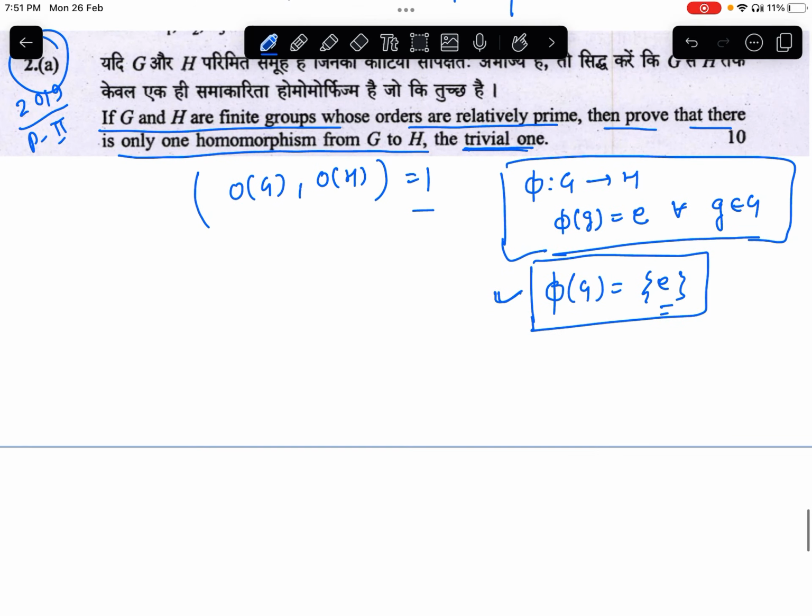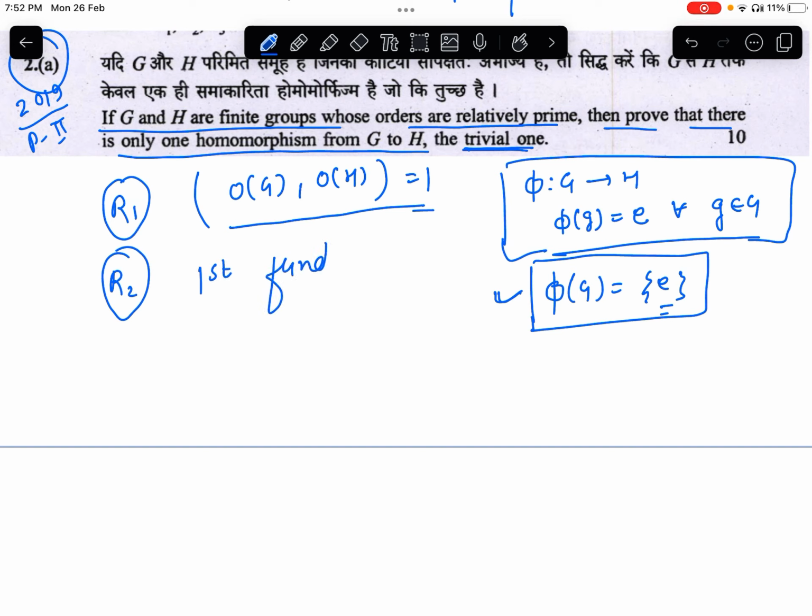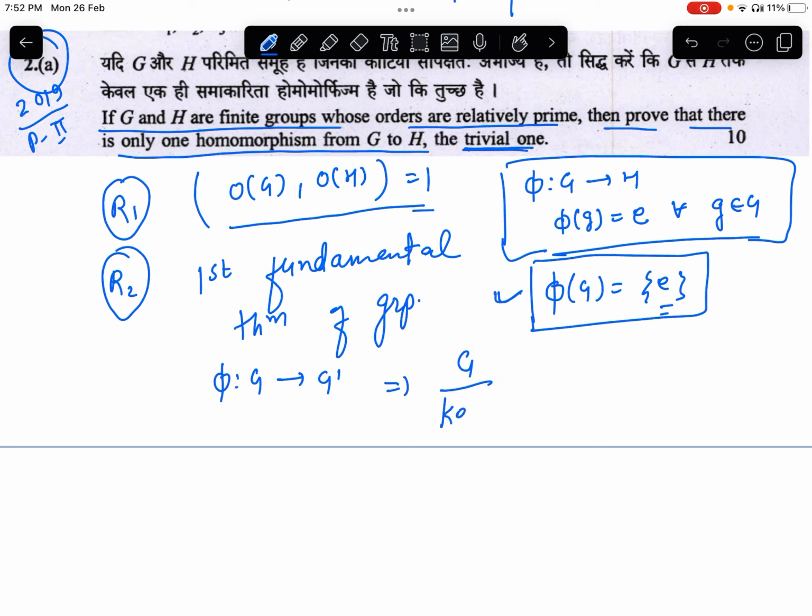So we will use this information, and a second result, the first fundamental theorem of group theory, a very important theorem used in many questions, many PYQs. It says that if phi is a homomorphism from G to G dash, then G mod kernel of phi is isomorphic to phi of G. That is, the range set is isomorphic to G mod kernel of phi, if phi is a homomorphism. This is the first fundamental theorem. We will also use this theorem.